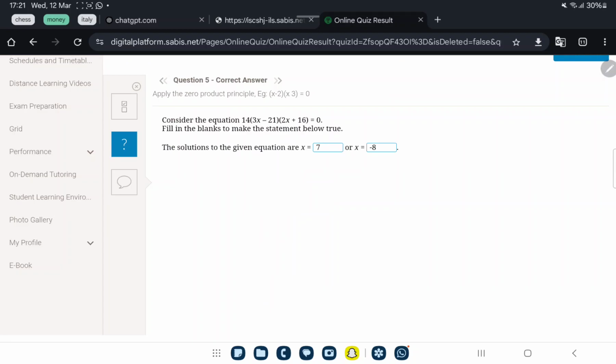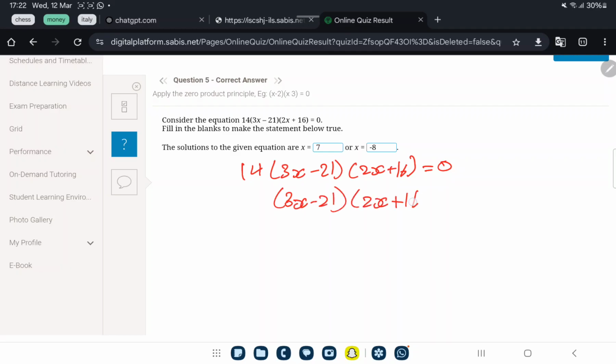Consider the equation 14 (3x minus 21)(2x plus 16). Here you solve it normally. 14 times (3x minus 21) times (2x plus 16) equals 0. You move the 14 to the other side. 0 divided by 14 is still going to be 0. So (3x minus 21) times (2x plus 16) equals 0.